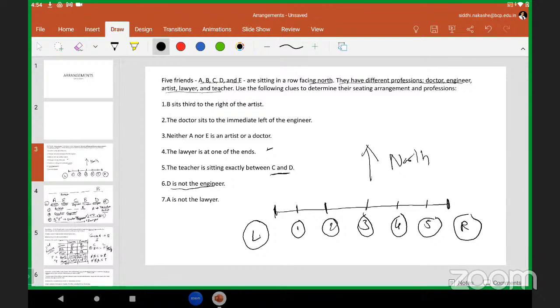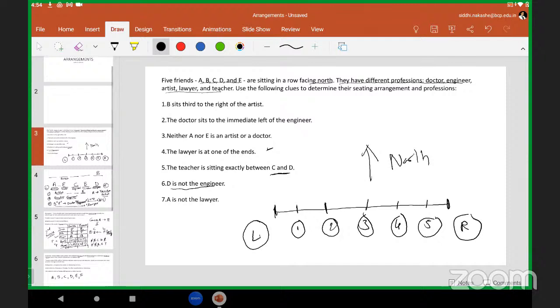Okay, so we'll start with this puzzle again. Okay, there was some mistake, so we'll take a time of 5 minutes and we'll solve this again.